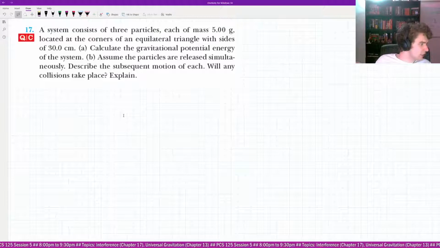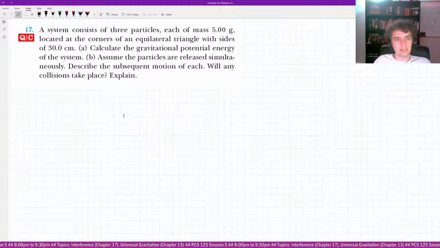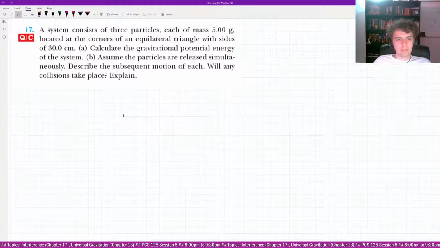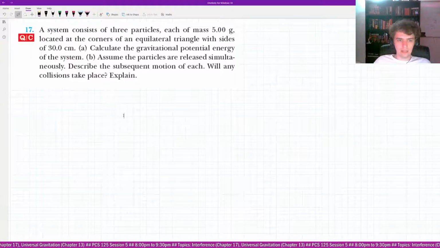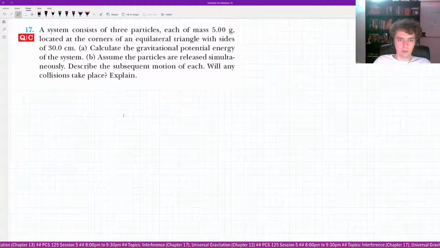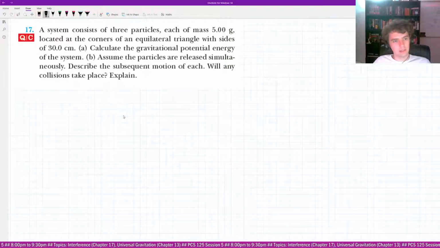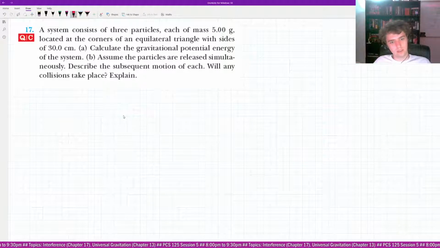17 and 19 are the last two chapter 13 questions, so we're doing good. A system consists of 3 particles, each with mass 5 grams, located at the corners of an equilateral triangle with sides that long. Calculate the gravitational potential energy of the system. Assume the particles are released simultaneously. Describe the subsequent motion of each. Will any collisions take place? Explain. Okay, it's kind of a tricky question, so let's take a look.